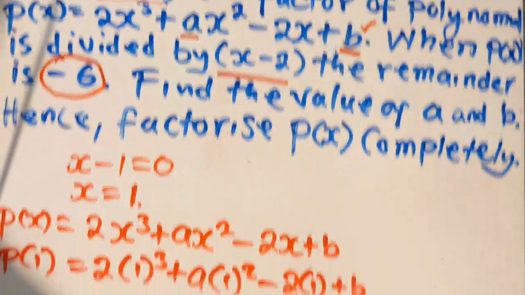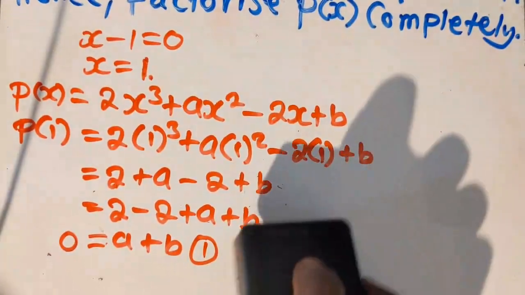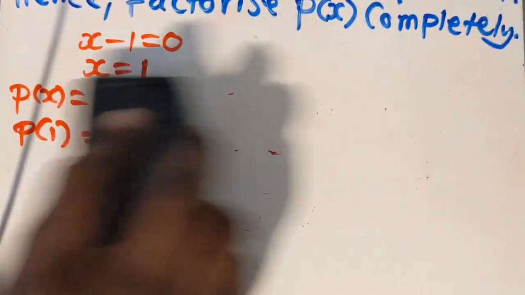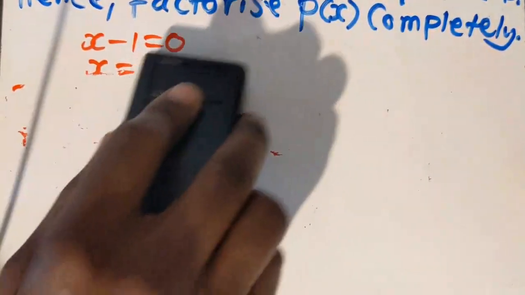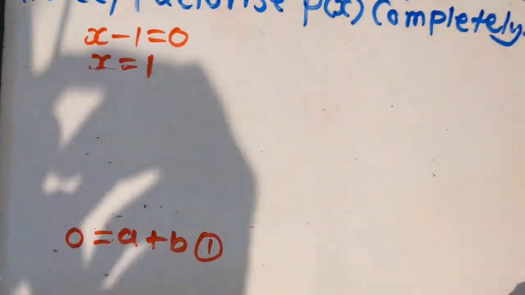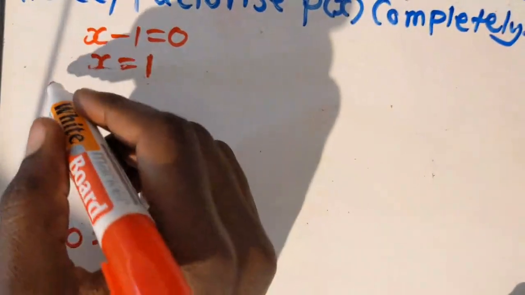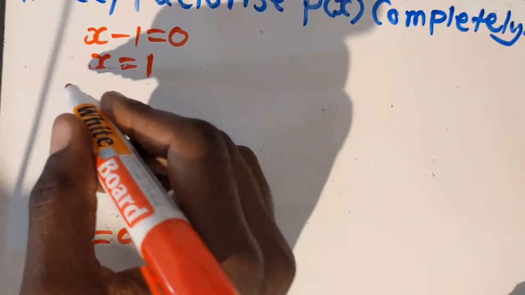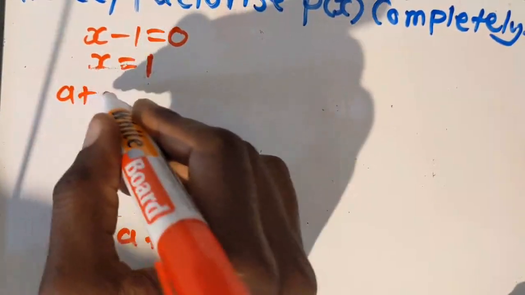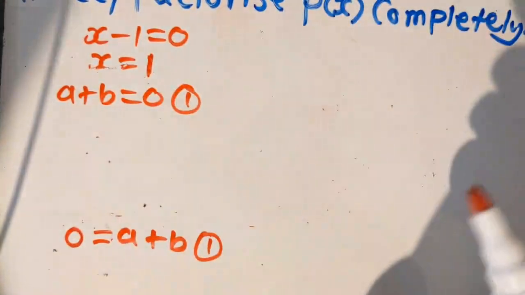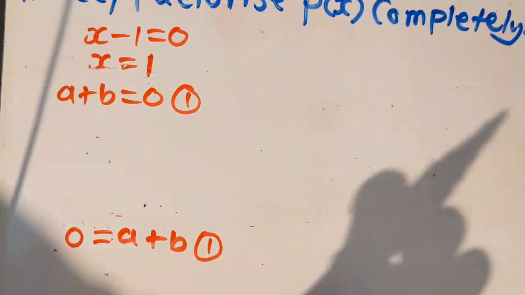So let me just create some space. So we will note the equation that we had found. The first equation we have is just A plus B equal to 0. It is just one and the same, right? That is our first equation.